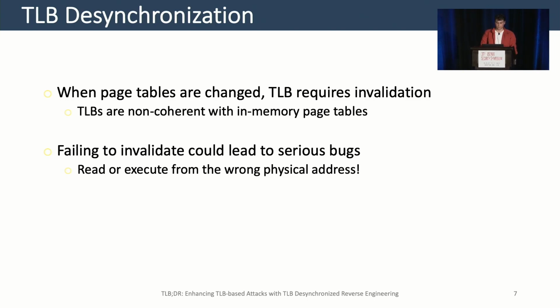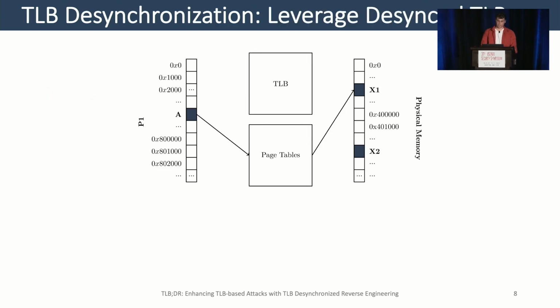This relies on the property that TLBs are non-coherent, meaning that whenever the page tables are changed, so a mapping from a virtual address to a physical address, then the TLB requires explicit invalidation. And if the kernel fails to do so, then we could read or execute from a wrong physical address because a stale translation is used. So here you can see how that looks.